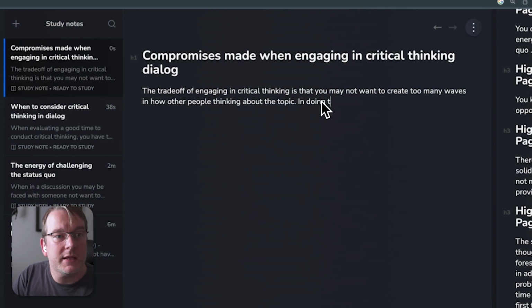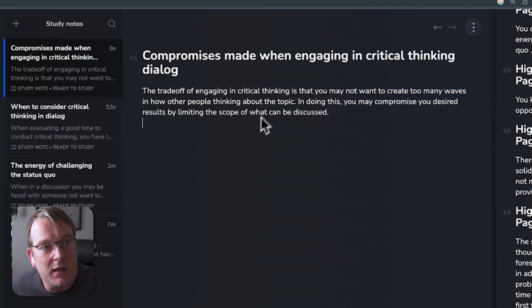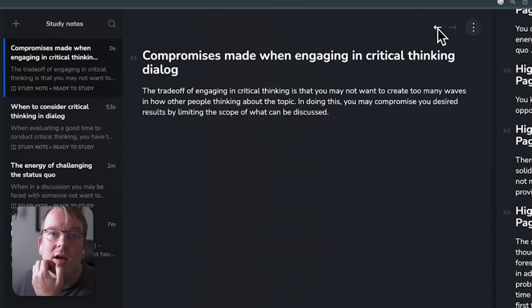In doing this, you may compromise your desired results by limiting the scope of what can be discussed. Okay, so nice little atomic note there. Depending on who you're working with, who you're discussing with, may result in you having to tailor back, scale down what you want to achieve.